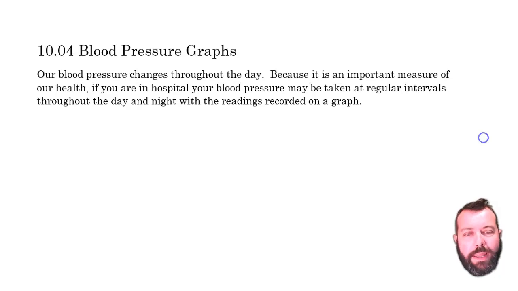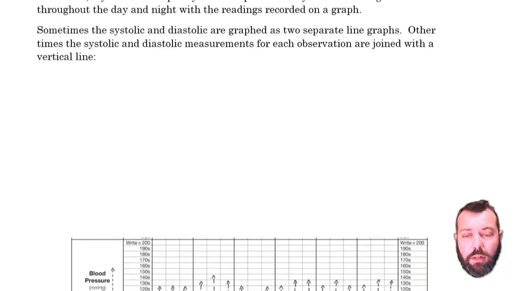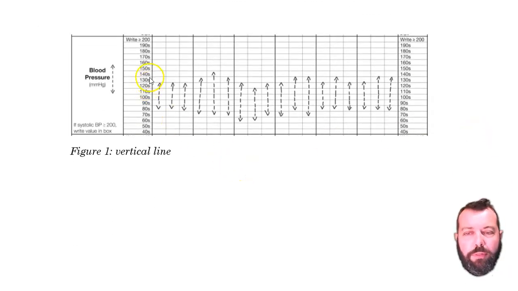So we can graph these two different ways, right? Sometimes we do a line graph for the systolic and another line graph for the diastolic. Other times we draw a vertical bar connecting the systolic and diastolic for each reading. So we get a series of parallel vertical bars of different heights. Anyway, I'll show you some examples. This is what we mean by the vertical bars.